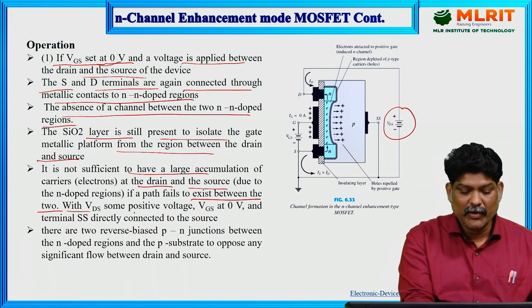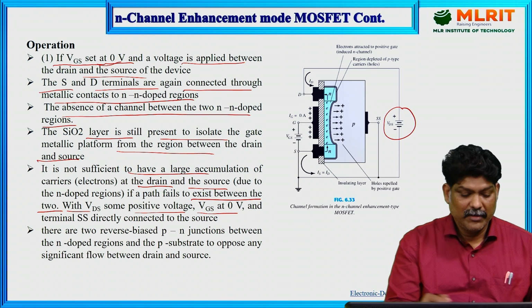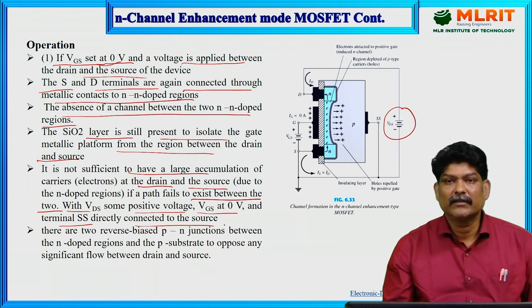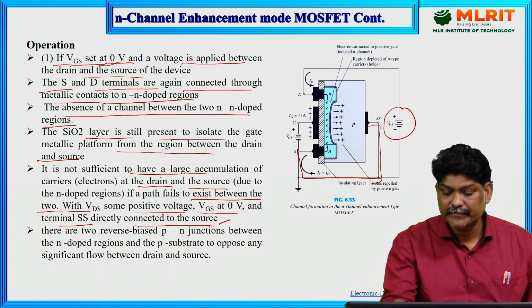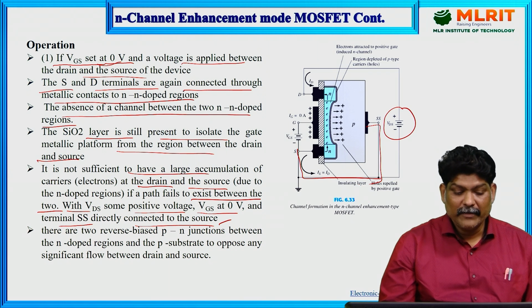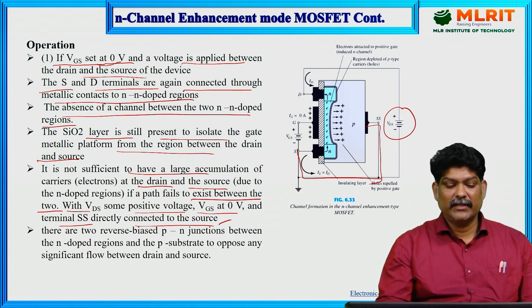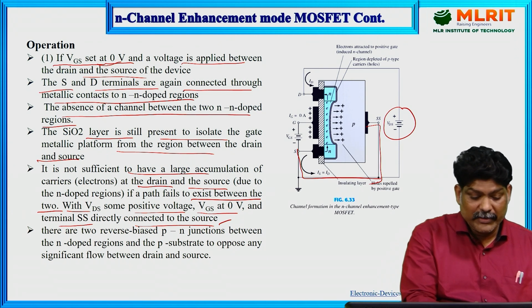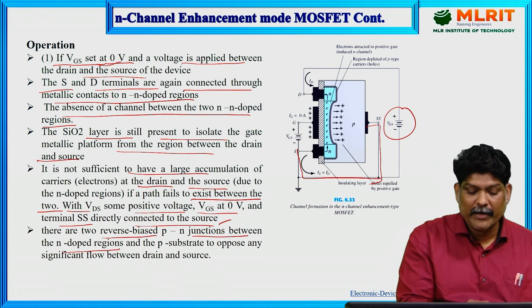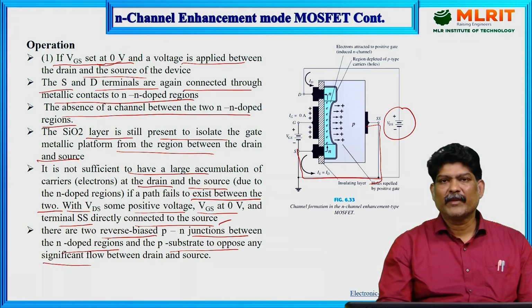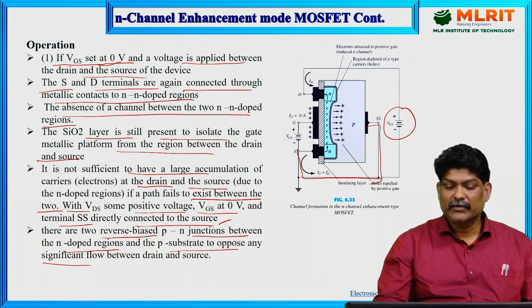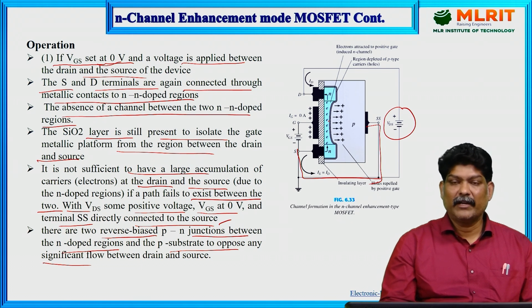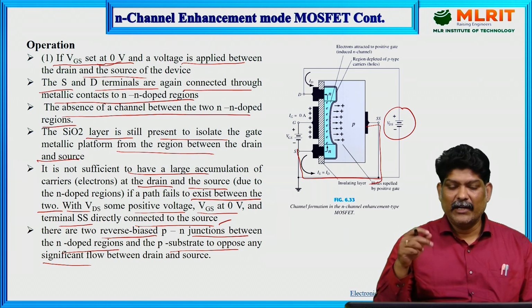So with VDS at some positive voltage and VGS at 0 volts, what happens? The terminal SS is directly connected to the ground, so it is directly connected to the source, and the source is directly connected to the body, the substrate. In such a case, there is not a large accumulation of electrons. There are two reverse p-n junctions between the N-doped regions and the p substrate, which oppose a significant flow between the drain and source. This is the basic point here. There are two reverse bias conditions and fewer electrons, so there is a large depletion region between p type and n type when VGS is equal to 0 and VDS is some positive voltage.